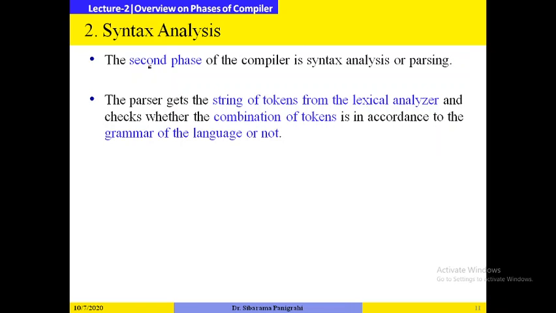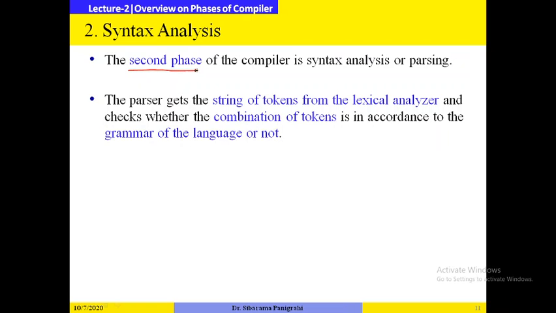We have checked whether the words, or the lexemes, are valid tokens or not. Recall the example of our English to Hindi translation. First we checked whether each character is valid or not. Then we checked whether each word is valid or not. Then we checked whether the grouping of words is valid or not. Similarly, in syntax analysis we will check whether the grouping of tokens is valid or not. In a programming language we call the words tokens.